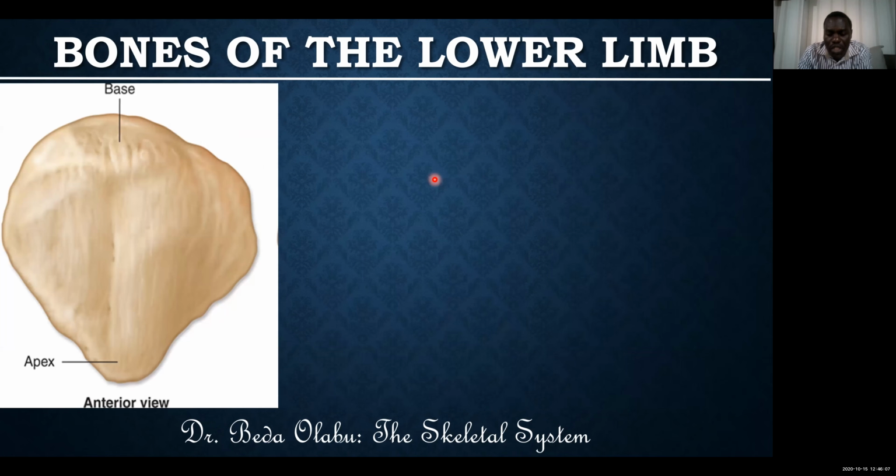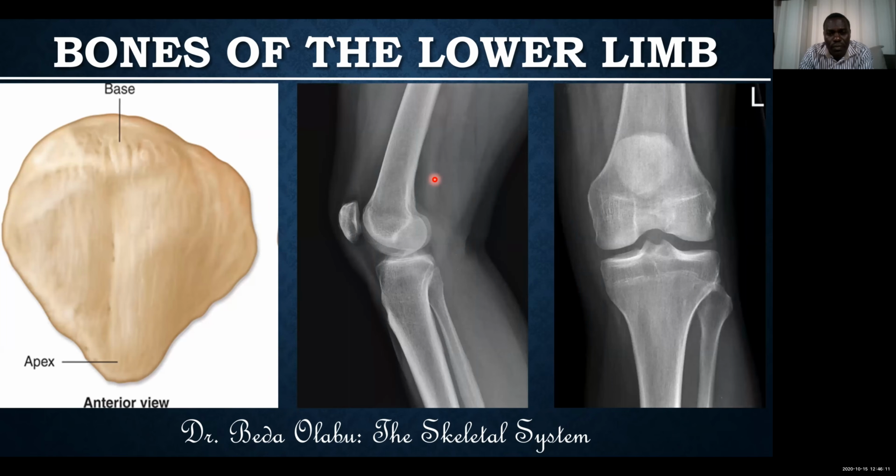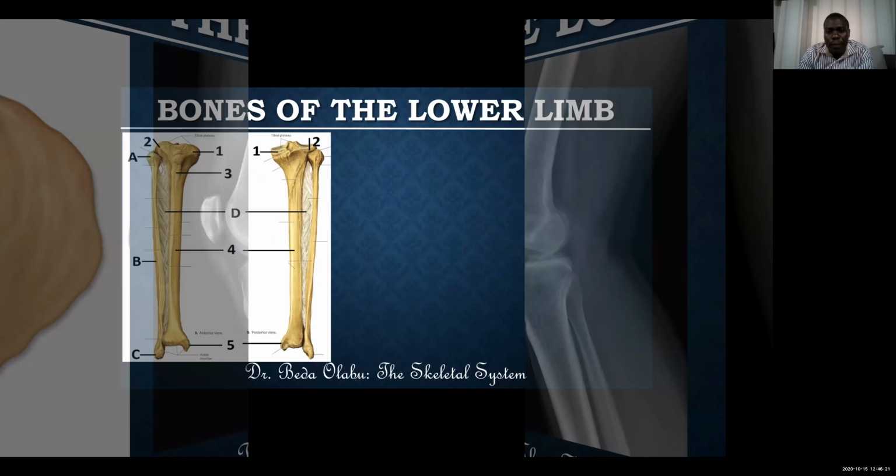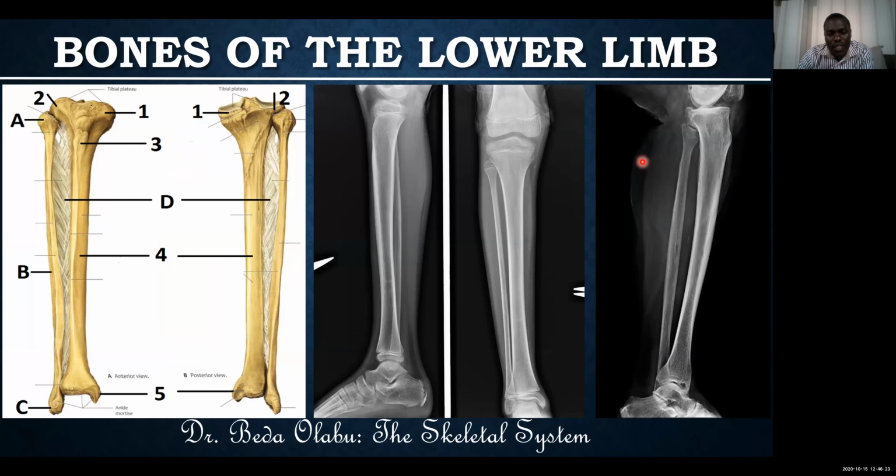Anterior to the knee joint, we have the patella bone. This is patella. The base of the patella is usually up, the apex of the patella down. This is the patella, that's the patella. The kneecap. Bones of the leg, we have tibia and fibula. Tibia is a bigger one, fibula is a smaller one, although fibula might be taller actually, but slender.